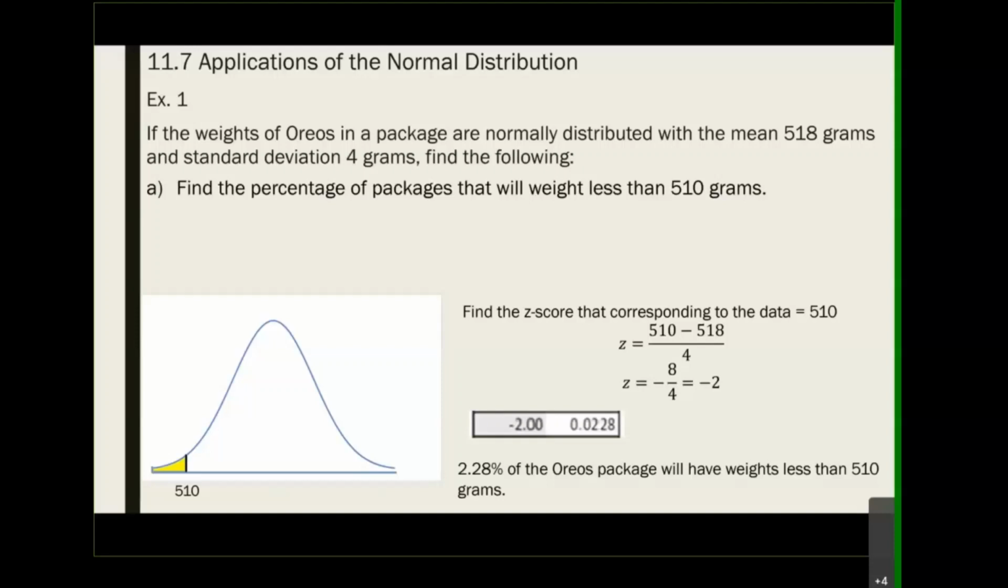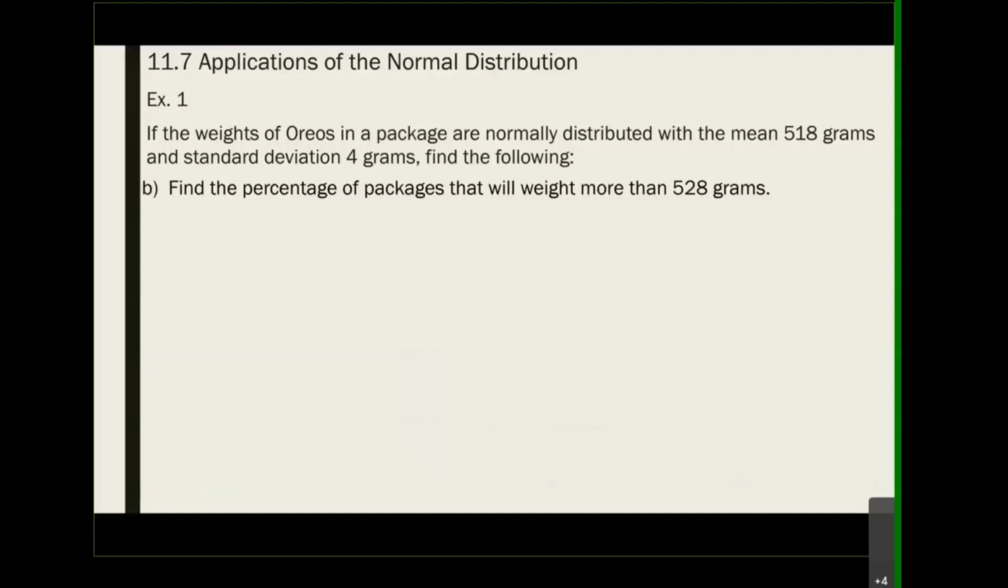Now we want to know, if you buy a package, what's the chance that you buy a package that is way less than 510, which means you have less than 10 cookies in it? That's the idea here: convert to the z-score so that you can use the distribution table. Okay, so let's try another one.